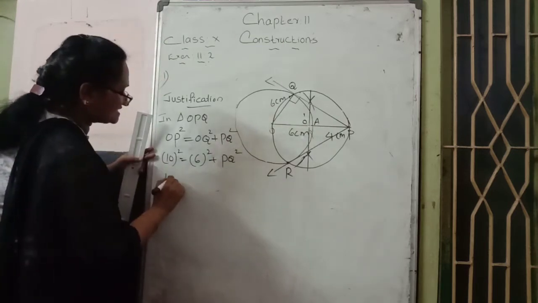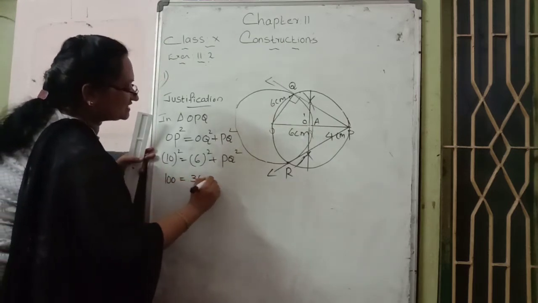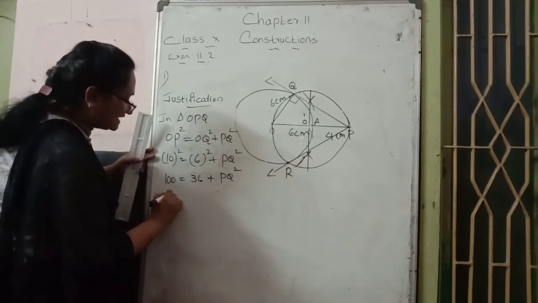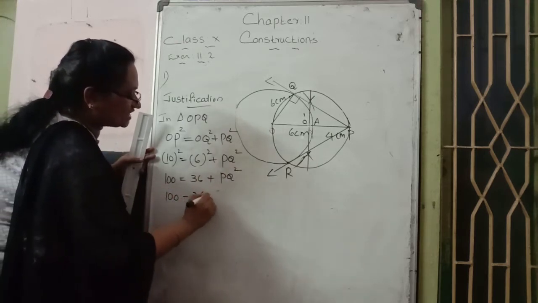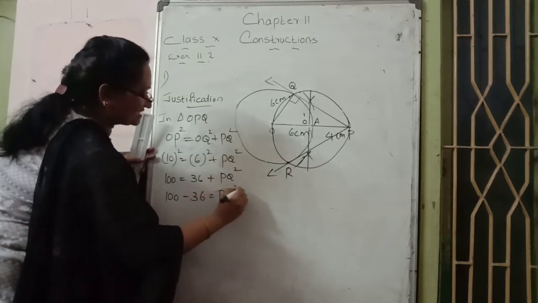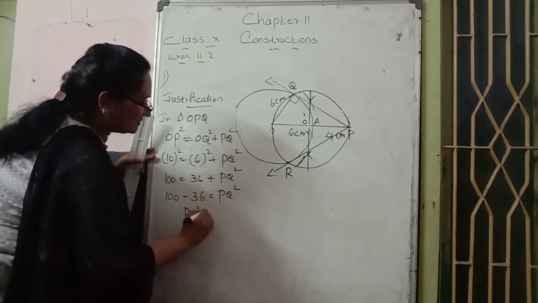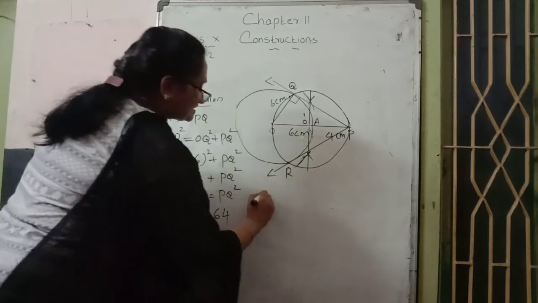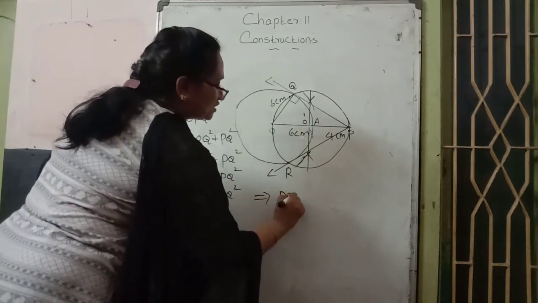10 squared is 100, 6 squared is 36 plus PQ squared. The 36 we bring to the left side and change it to minus. So PQ squared becomes 100 minus 36, which is 64. This implies that we want the PQ side.